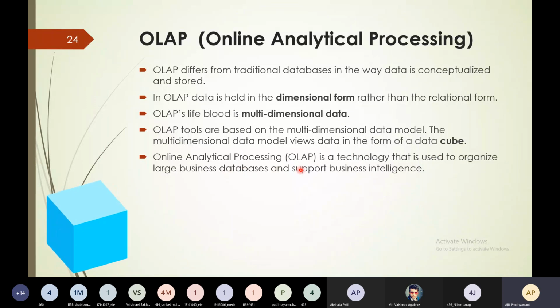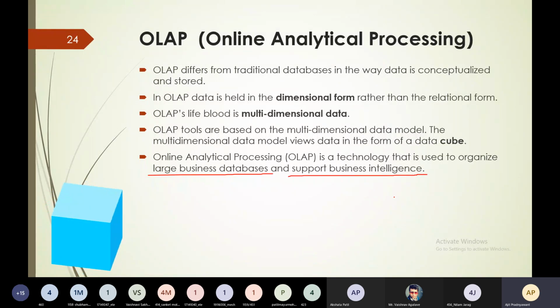Online analytical processing, that is OLAP, is a technology that is used to organize large business databases and support business intelligence. So this is the main objective of OLAP. It supports business intelligence. Once you understand OLAP in detail, you will understand how it supports business intelligence and how important it is to have an OLAP system in business intelligence.